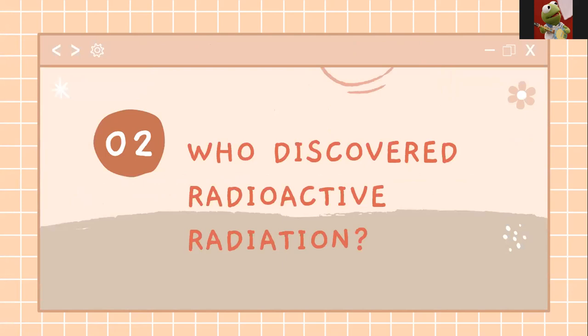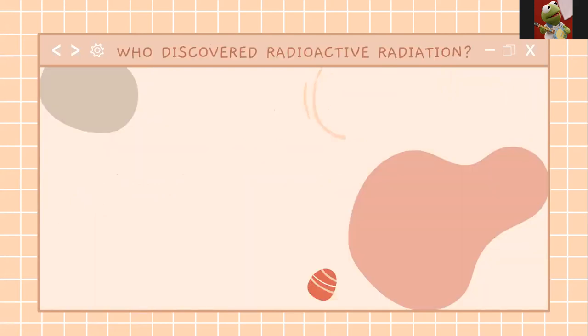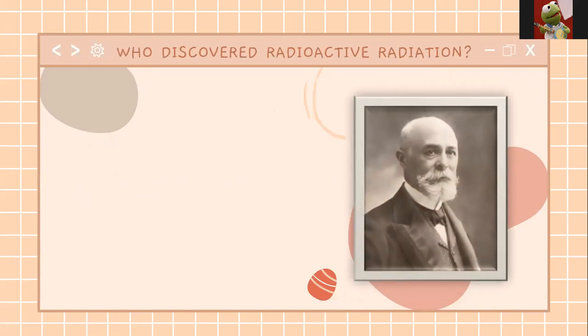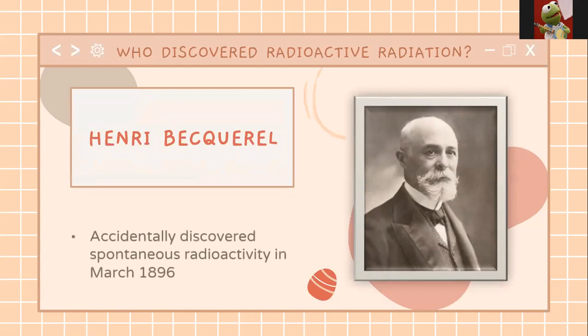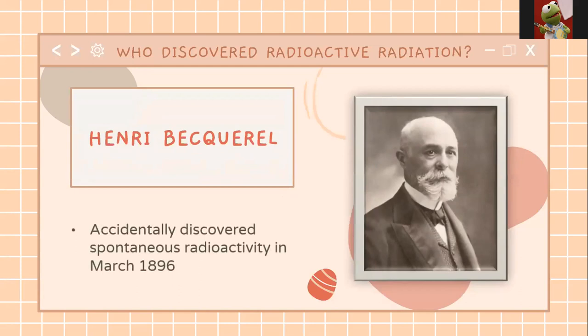Next, who discovered radioactive radiation? Well, it's this mustache gentleman right here. His name is Henry Becquerel. He accidentally discovered spontaneous radioactivity in March 1896. I'm not going to go further into this since unfortunately it is not in our syllabus, but you guys can read it up on the internet. It's very interesting how serendipity fell into his favor.